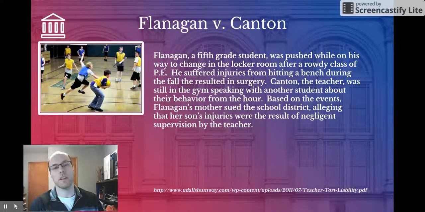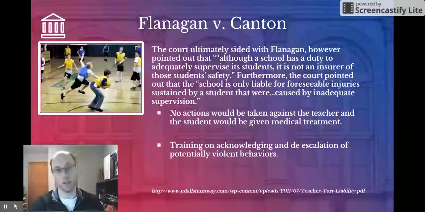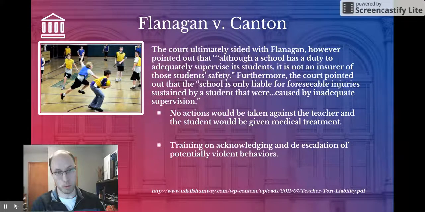Flanagan's mother sued the school district, alleging that her son's injuries were the result of negligent supervision by the teacher. The court ultimately sided with Flanagan, however, pointed out that although a school has a duty to adequately supervise its students, it is not an insurer of those students' safety. They also pointed out that the school is only liable for foreseeable injuries sustained by a student that were caused by inadequate supervision, which I thought was really interesting. As opposed to the previous one, in this situation, they also thought that he wasn't really at fault, saying that the school's not really liable for unforeseeable safety issues for the students. However, they still ruled in favor of Flanagan, which was, I thought, kind of interesting.